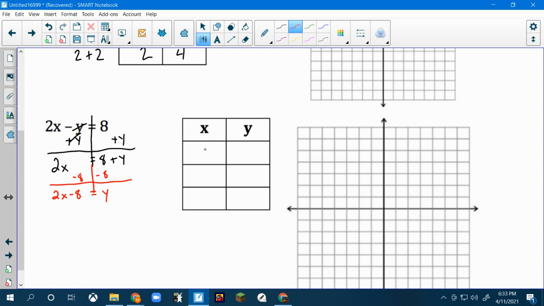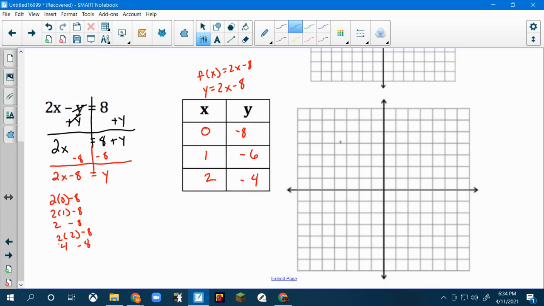Let's put some numbers in here. 0, 1, and 2. Well, 2 times 0 minus 8 is negative 8. 2 times 1 minus 8 is 2 minus 8, which equals negative 6. 2 times 2 minus 8 is 4 minus 8, which is negative 4. Again, I substituted my x values into my rule, which is y equals 2x minus 8, or the other way to write it, f of x is 2x minus 8.